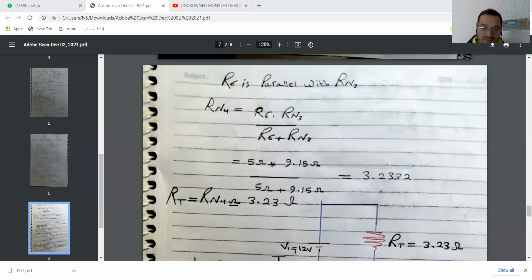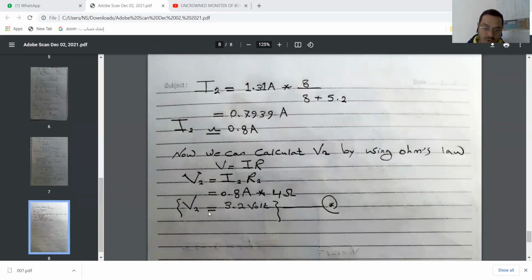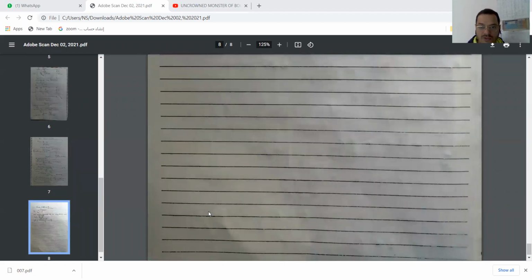That's right, 100%. I2 equal 0.8 ampere. We can calculate V2 from Ohm's law. V2 equal 3.2 volt.